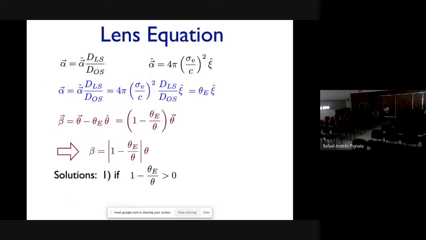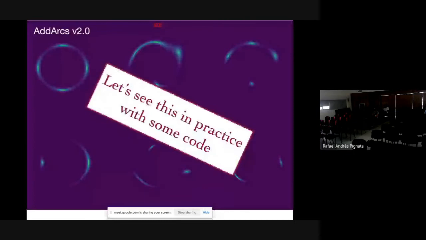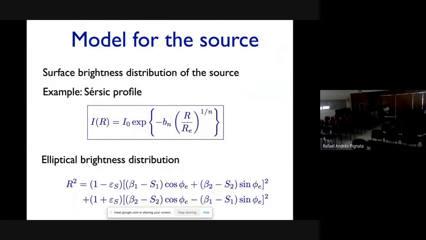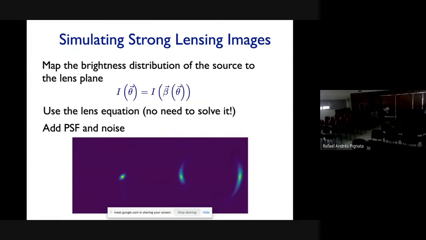Sorry for the confusion. So I just go here. That's a function of beta, right? But I know beta as a function of theta 1 and theta 2, and beta 2 as a function of theta 1 and theta 2 through the lens equation. So I just plug the lens equation here, and I have the image on the right. So I start on the left with the source plane, the Sérsic galaxy, and at the end, I obtain images of the arcs. In this case, they are arcs, there are two, and that's it.